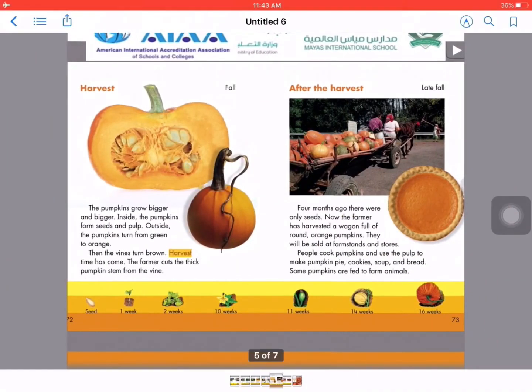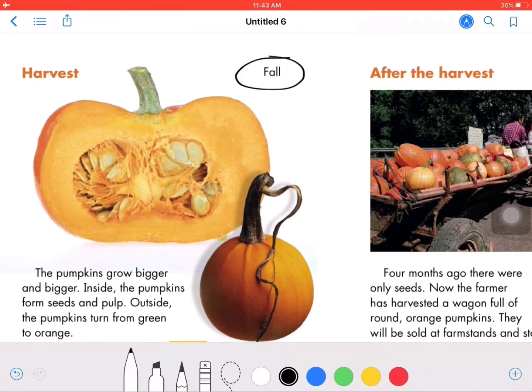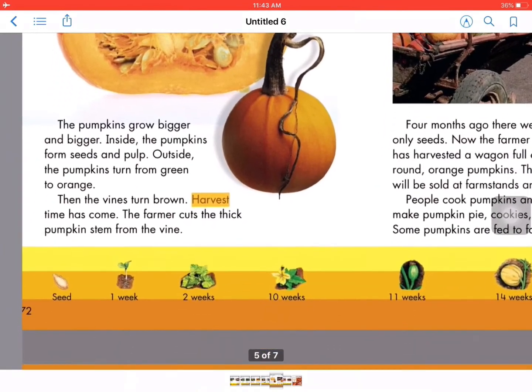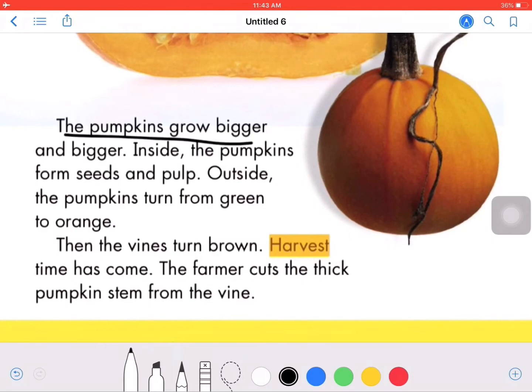Here, harvest. What happens in the time of harvest? Actually, the time of harvest is in fall. Harvest, we took this word. It means to gather the crops, gather the fruit, gather the vegetables, and so on. Here, the pumpkins grow bigger and bigger. What do we have inside the pumpkin? The pumpkins form seeds and pulp.